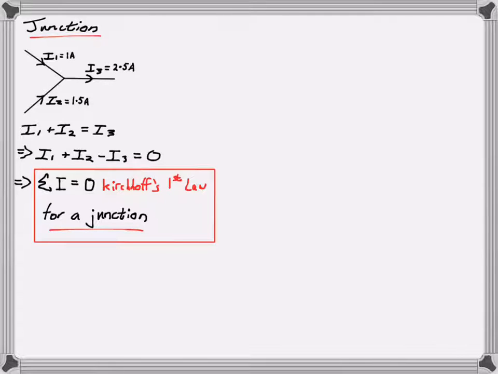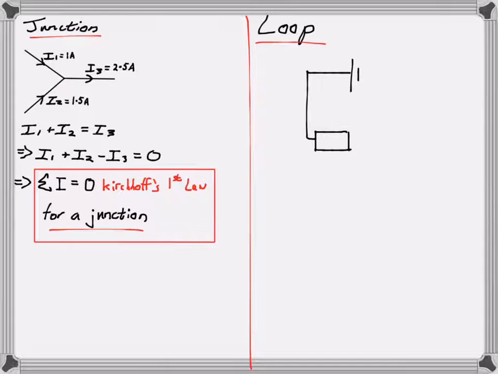Kirchhoff's second law deals with things called loops. A loop contains all the components of a circuit. One full loop being from one side of the battery through whatever components are in the circuit in a loop around to the other side of the battery. So if we set up a simple circuit, we're going to start off with a power source, a cell, and then we're going to join that to one resistor, a second resistor, and a third resistor, and then back around to the other side of the battery.